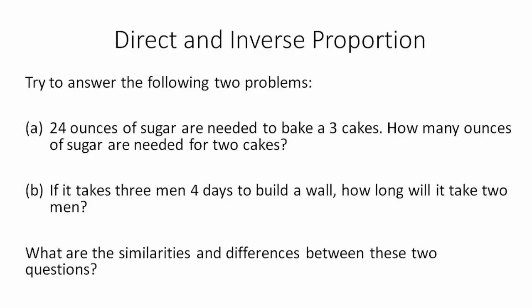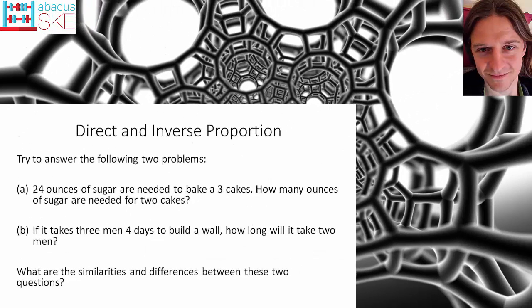Firstly, 24 ounces of sugar are needed to bake 3 cakes. How many ounces of sugar are needed for 2 cakes? And secondly, if it takes 3 men 4 days to build a wall, how long will it take 2 men? Now, my question to you is this: what are the similarities and the differences between these two questions? Pause the video and have a little think about what that might be.